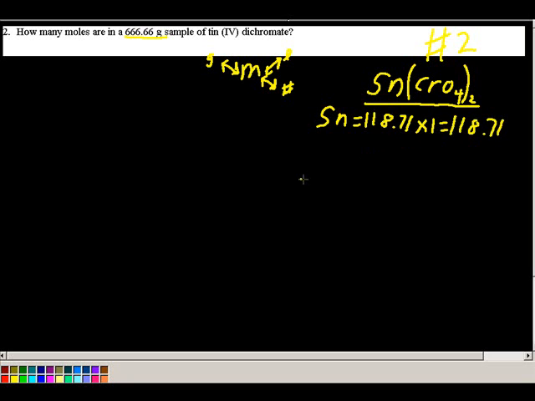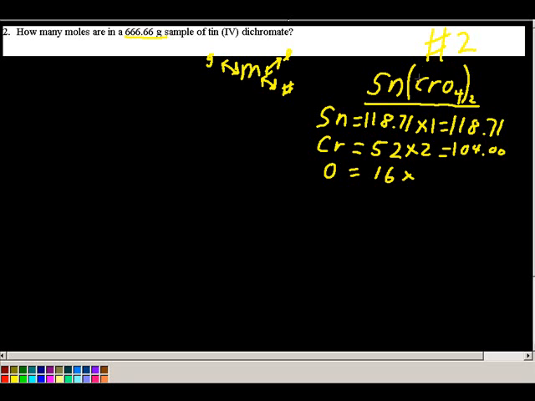You've got Cr, chromium. Cr weighs 52. And you have 2 of them. Notice this subscript value is going to be 2 of these whole units, and therefore there's 2 of the chromiums, and you're going to get 104. And then you have oxygen. Oxygen weighs 16.